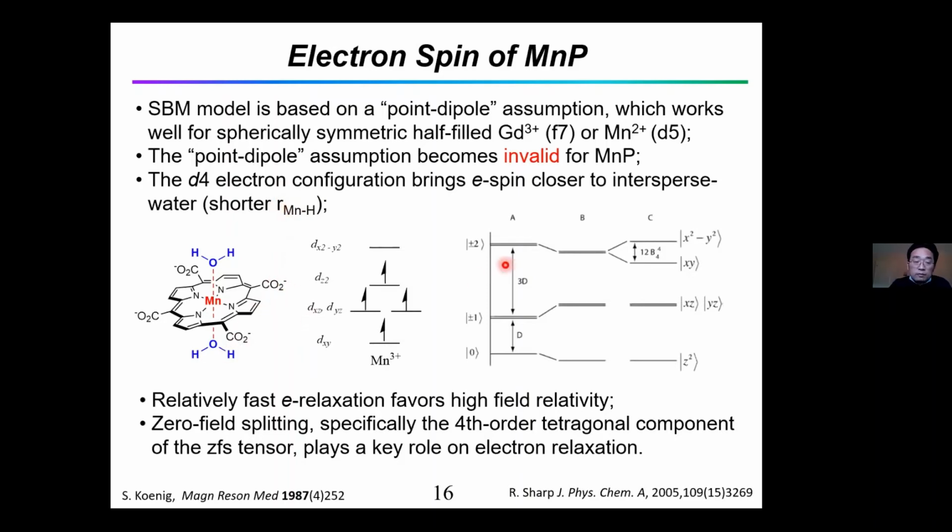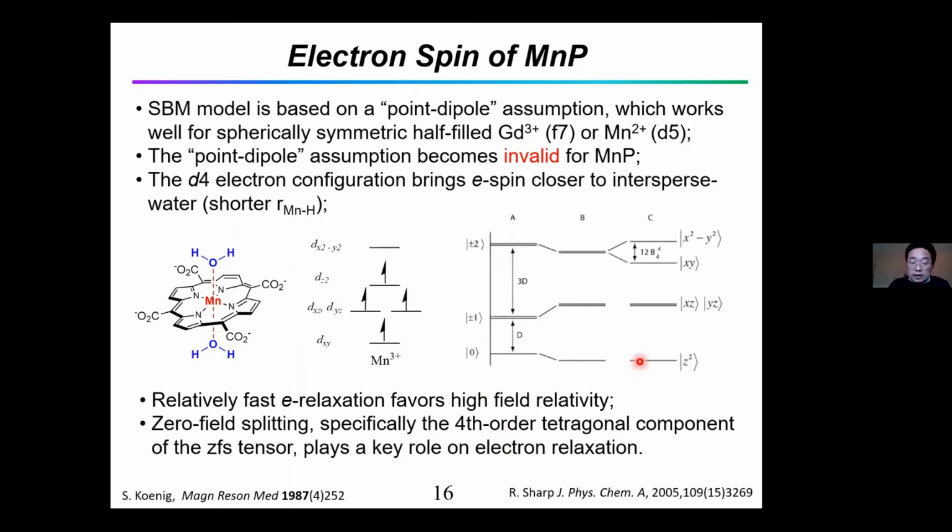And furthermore, because the electron relaxation for manganese porphyrin is relatively faster than for gadolinium and manganese 2+, that could also potentially favor the relaxivity, in particular at high field, when the electron relaxation is, by the way, field dependent. At high field, this electron relaxation will slow down.